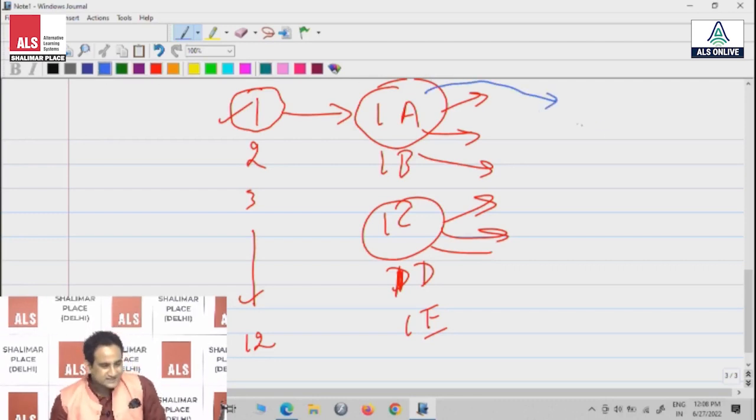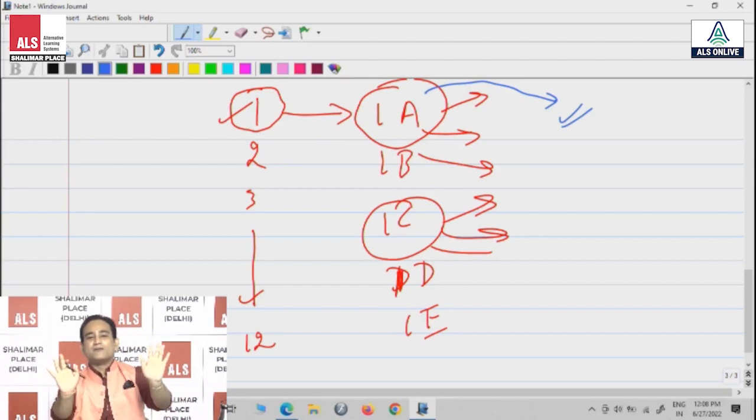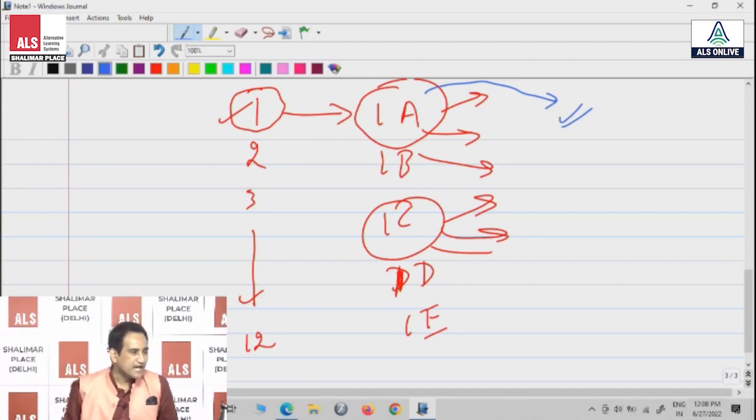So you can add this dimension also. Are you getting it? I hope you're getting it. This way your notes would be complete, and you just have to practice it. Done? I hope you're getting it. So what would be our approach?